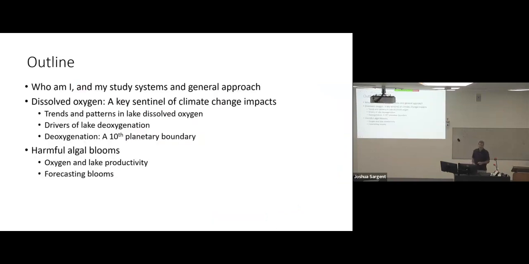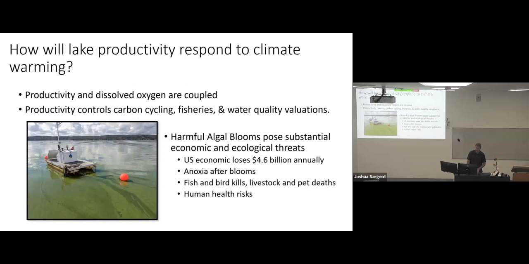Okay, so that summarizes what I want to talk about with dissolved oxygen: trends and patterns in lake dissolved oxygen, drivers of lake deoxygenation, and proposing deoxygenation as a 10th planetary boundary. Now I'm going to get into harmful algal blooms and relating that to dissolved oxygen dynamics, but then moving a little bit into a new space that my group has been working on, trying to forecast changes in productivity and harmful algal blooms.